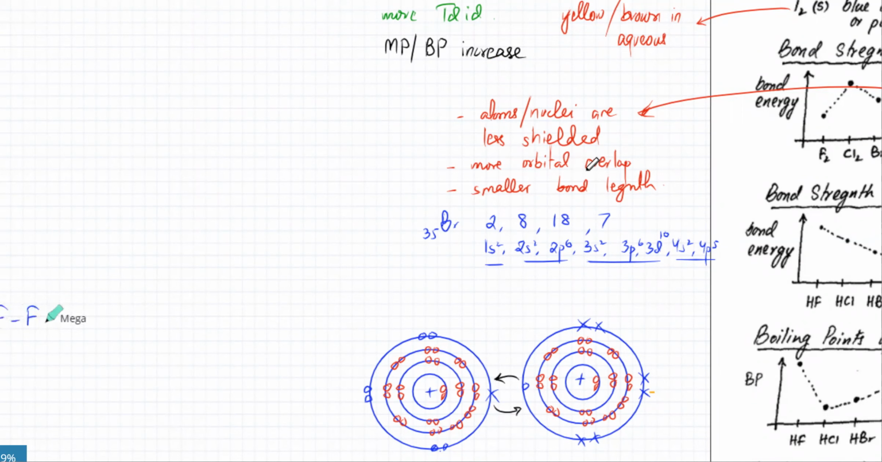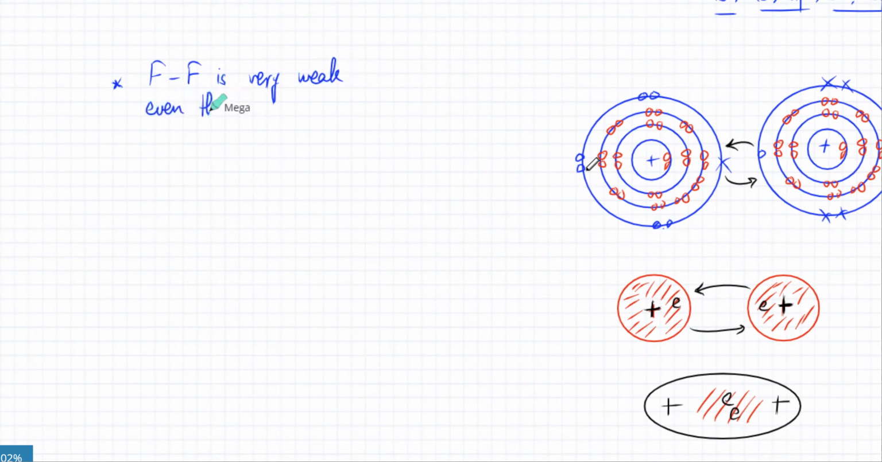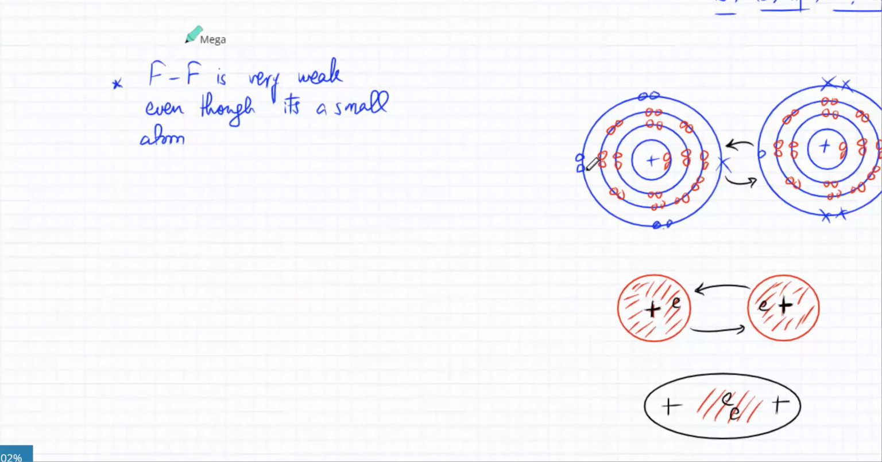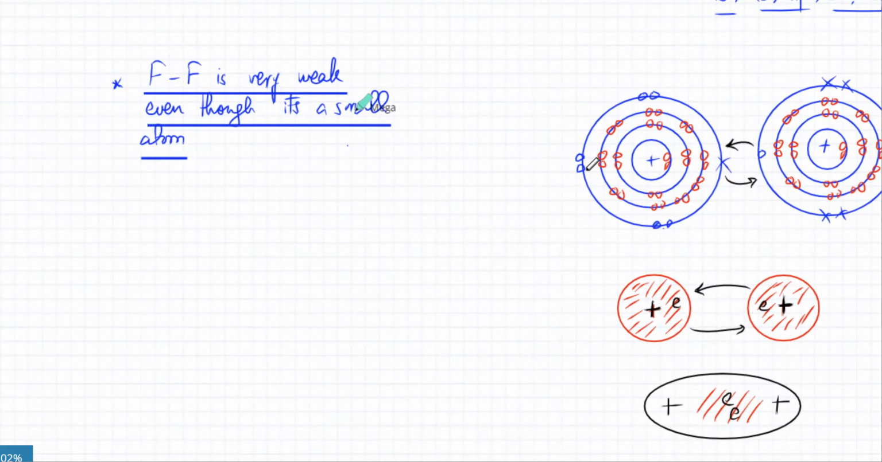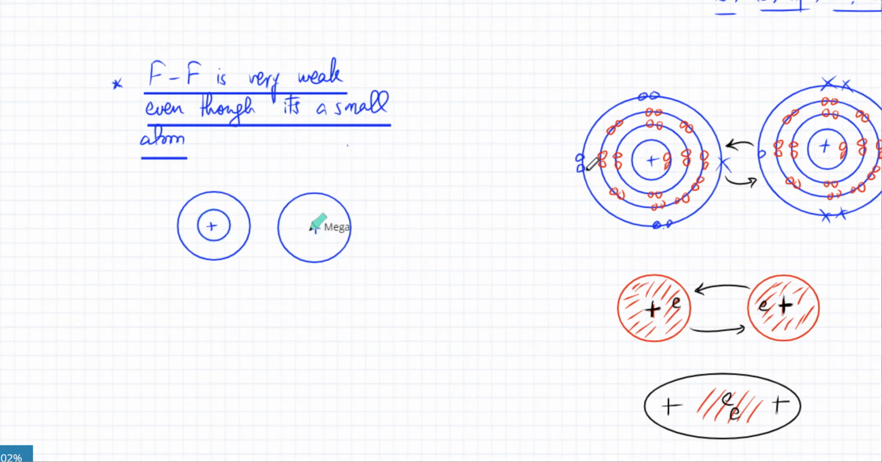so the fluorine-fluorine bond is very weak, even though it's a small atom. So what's the reason behind that? The reason behind that is, here's a fluorine atom and here's another fluorine atom. There's less shielding, obviously. They just have two shells. That's it.